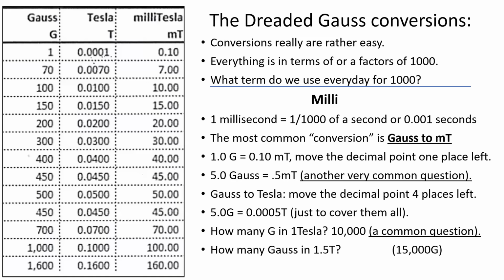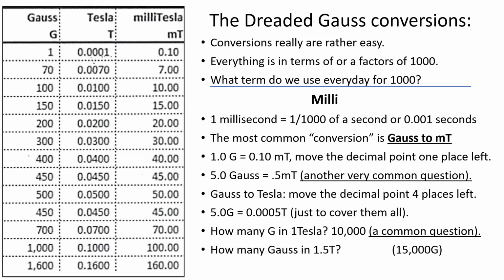Okay. They can also ask you the dreaded Gauss to Tesla conversions. Okay. It's actually rather easy if you think about it, and you need to think in terms of 1,000. We use terms of thousands every day. Milli means 1,000. So a millisecond is 1,000th of a second. Okay. A millitesla is 1,000th of a Tesla. The common one that they ask all the time is our pacemaker, right? When you say a pacemaker can't go past the 5 Gauss line, 5 Gauss is equal to 0.5 millitesla.